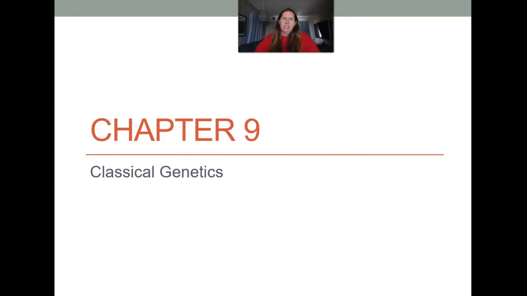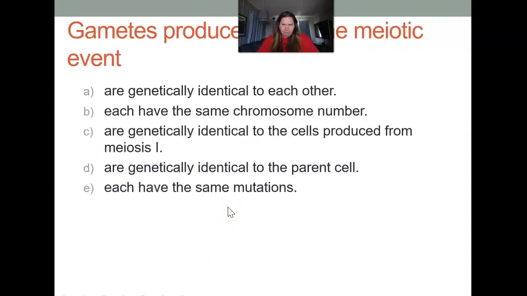So this chapter really is all about trying to predict the phenotypic traits that offspring of parents will have. And so we call this field classical genetics. So let's review really quick what we learned.